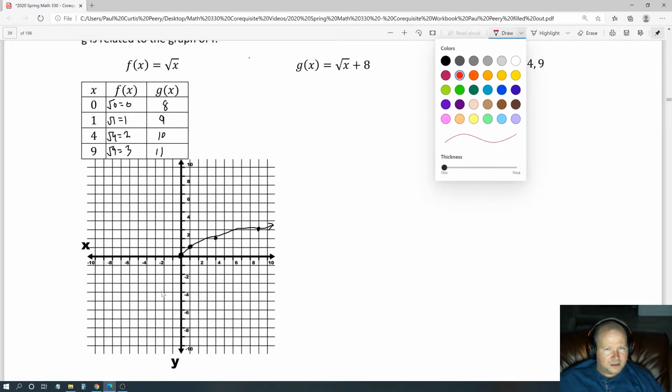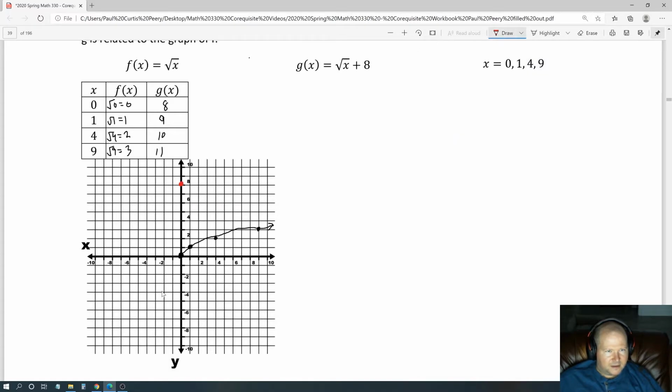All right. So the next one is going to be moved up 8. So we have a 0, 8, which would be up here. Then we have a 1, 9, which would be right there. And then we have a 4, 10, which is right there. And then we have a 9, 11, which would be right about there. So I draw a line through it, just like that.